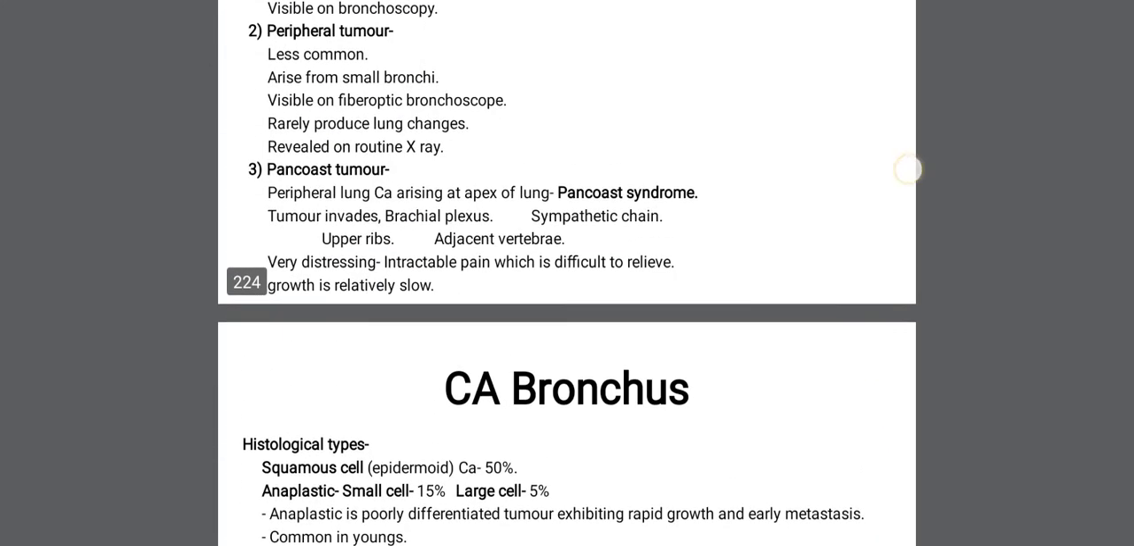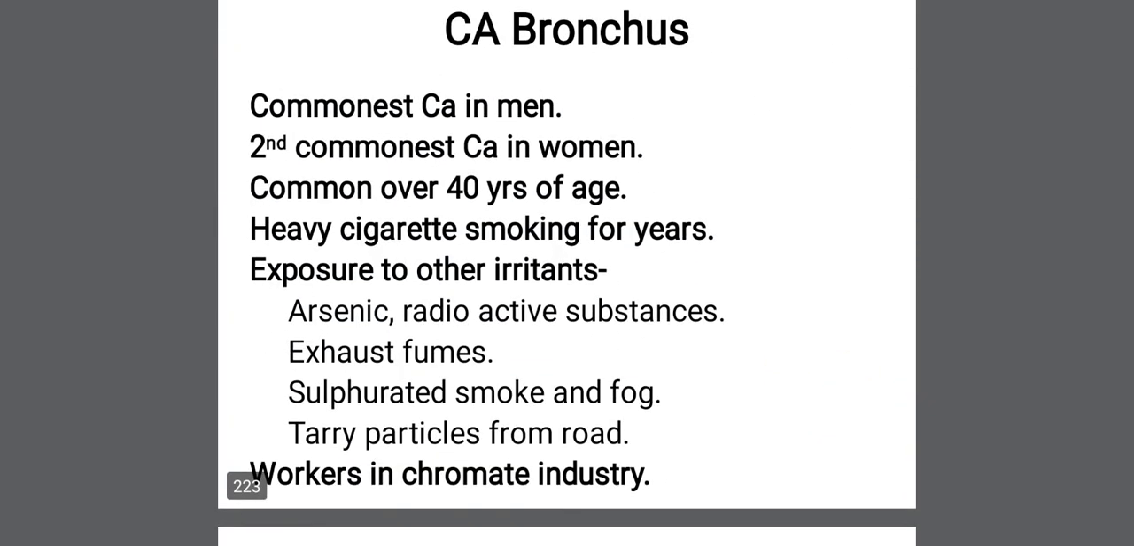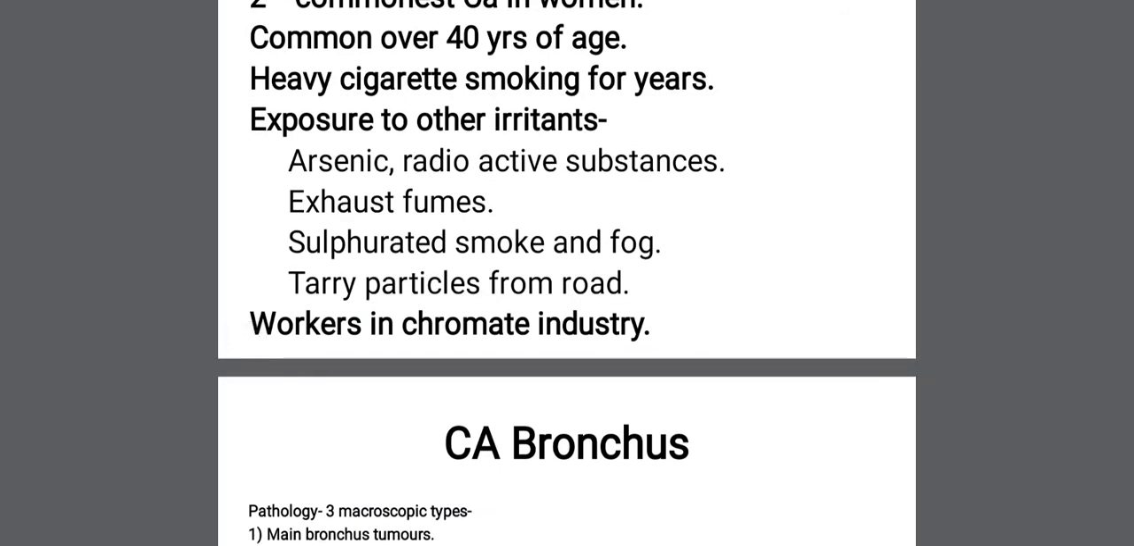We will take a small review of CA bronchus once again. This CA bronchus is very common in men above 40 years, heavy cigarette smokers, with exposure to various irritants like arsenic, exhaust fumes, sulfurated smoke or fog, or tarry particles from roads, or workers in the chromate industry.